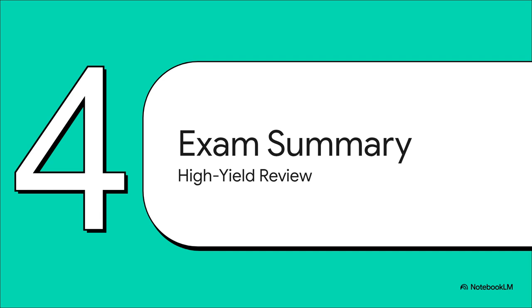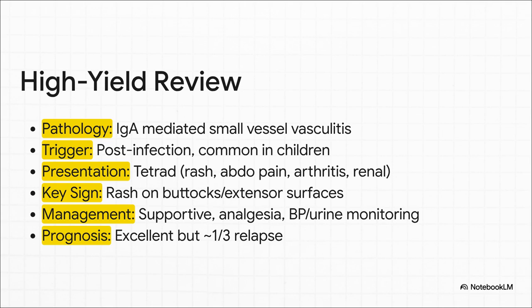Okay, time to bring it all home. Let's do a final, super focused summary. Think of this as your go-to slide for last-minute revision. Right, here we go. High-yield facts only. Pathology, IgA-mediated small vessel vasculitis. The trigger, usually post-infection, typically in a kid. Presentation, remember the tetrad: palpable purpura, abdominal pain, arthritis, and renal issues. The key sign to spot, that rash on the buttocks and extensor surfaces.